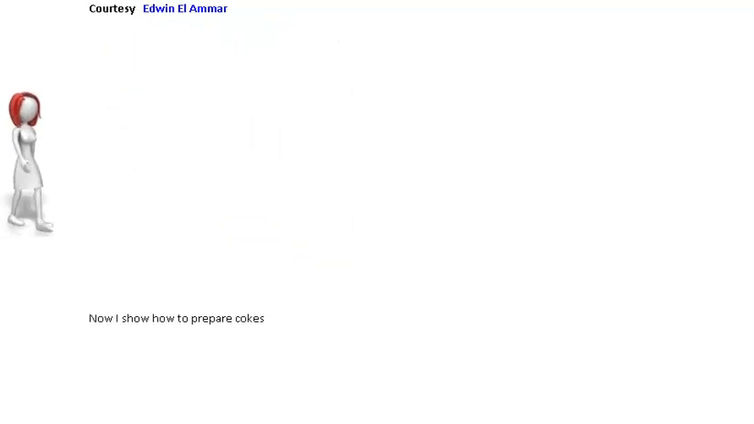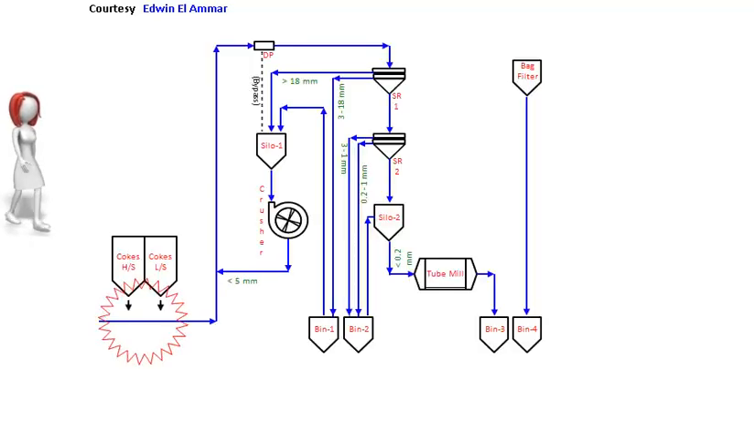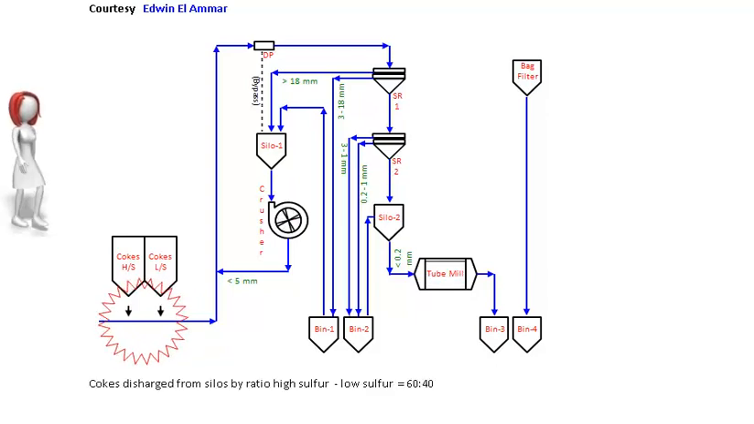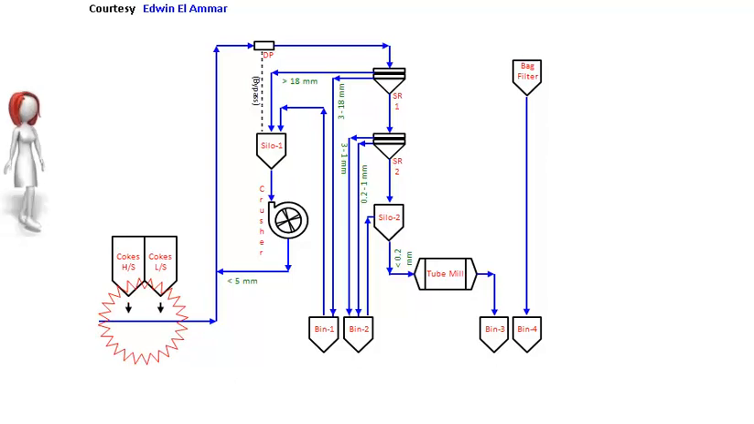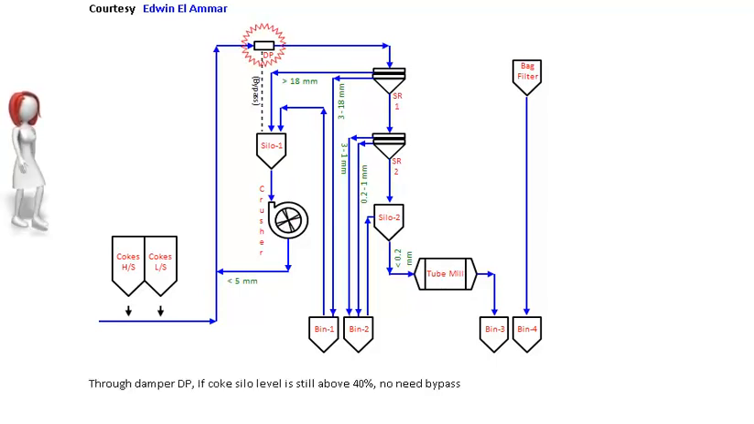Now I show how to prepare cokes. Cokes are discharged from silos by a ratio of high sulfur to low sulfur of 60 to 40. Through damper DP, if the coke silo level is still above 40%, no need to bypass.